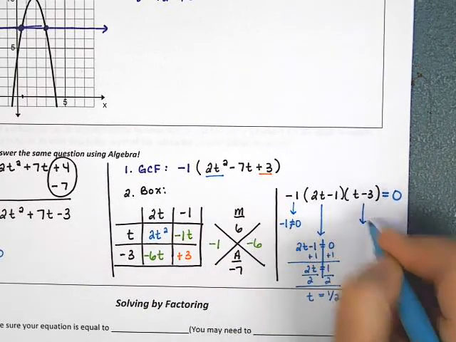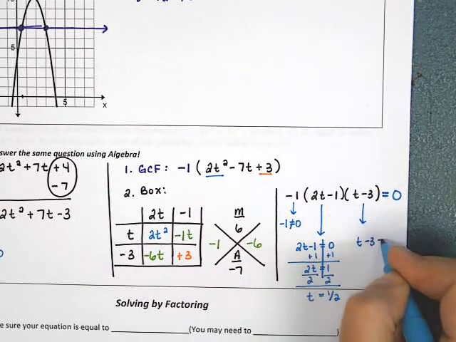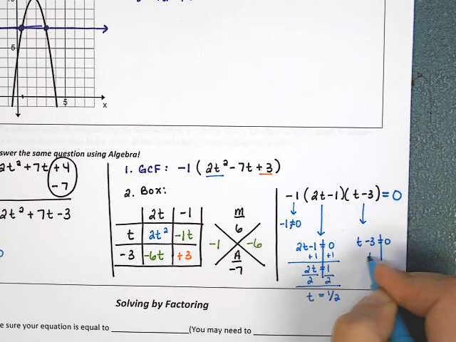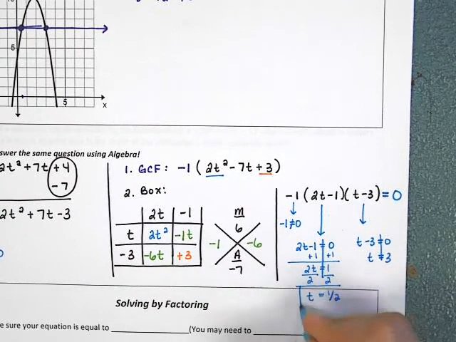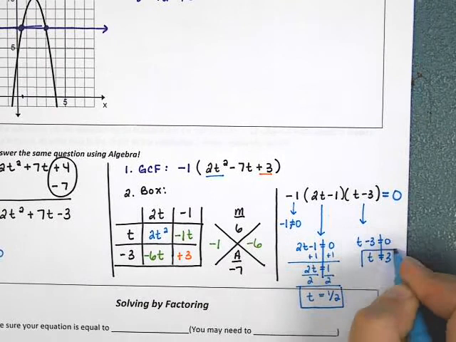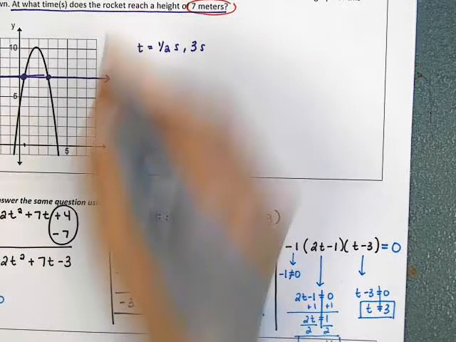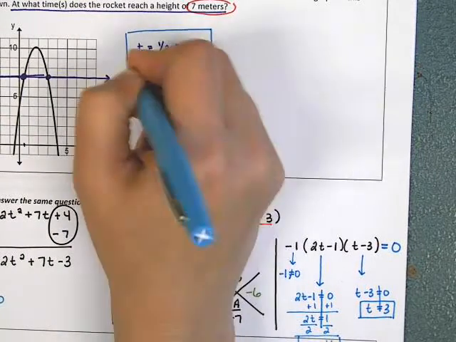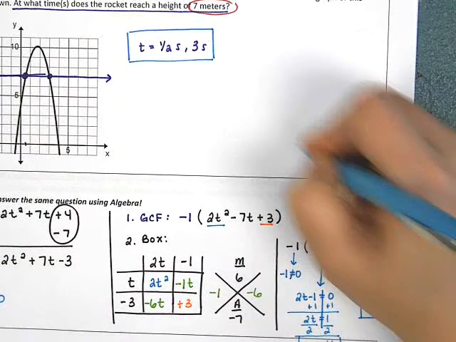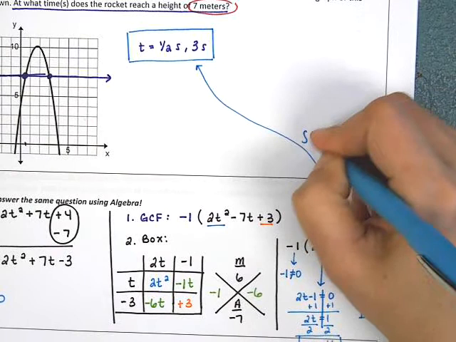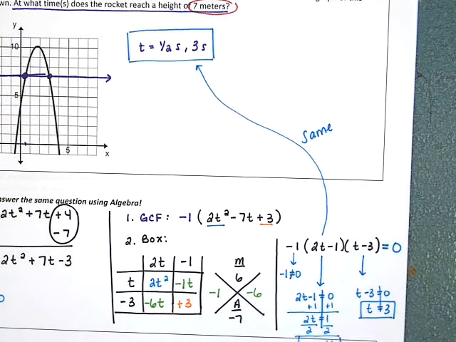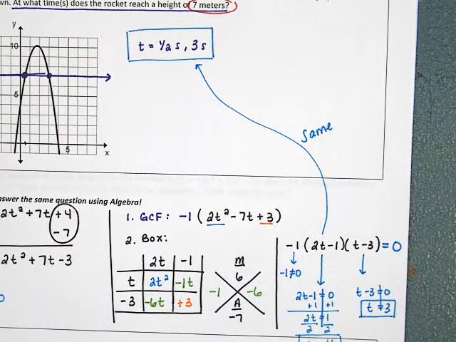And then t minus 3 equals 0 is another equation I'm going to need to solve, and I'm going to get t equals 3. What you will notice about these two answers, t equals 3 and t equals 1/2, is that they are the same two answers we found up here. This is just a way to do the same problem if you don't have a graph.